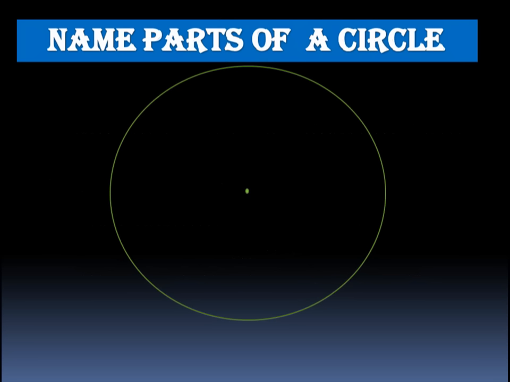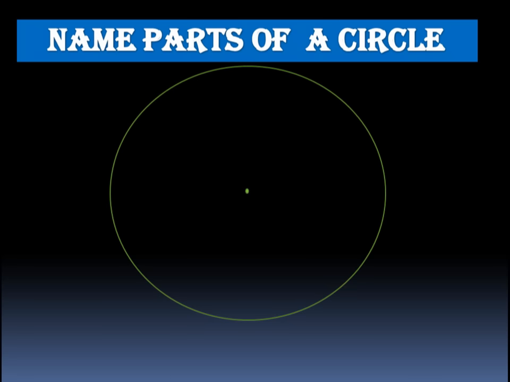First, we want to be able to name the parts of a circle before we can determine the theorems of a circle. Now, this green line all the way around, of course, tells us that this is a circle. But it's called a circumference. And in the center of the circle, we have this green dot. This is the center of the circle.